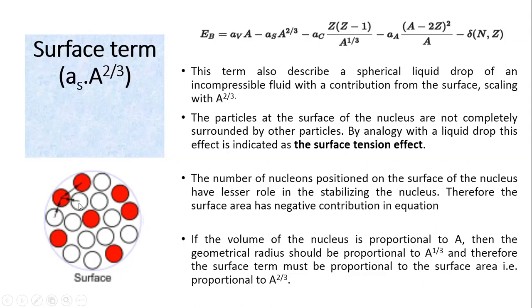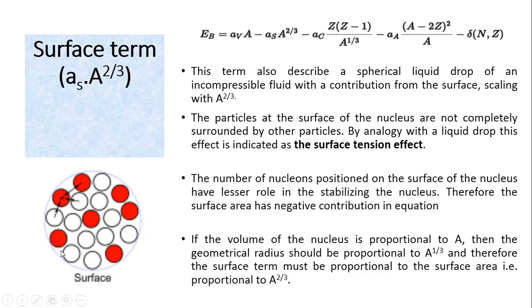Because there is a certain limit of the interaction, and when you further compress them, they are going to repel each other. So that means they are incompressible. That's why it is called an incompressible fluid. This is the surface of the nucleus, or the liquid drop, and you have a look at what is the difference between the volume term and the surface term.